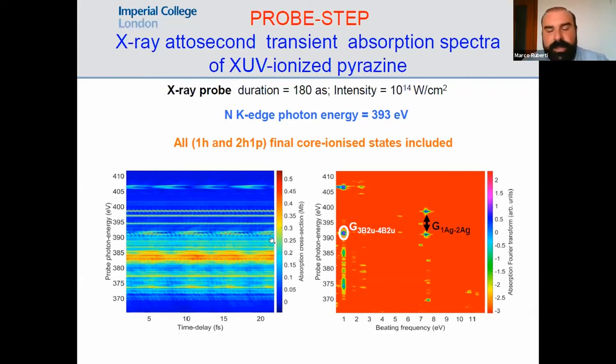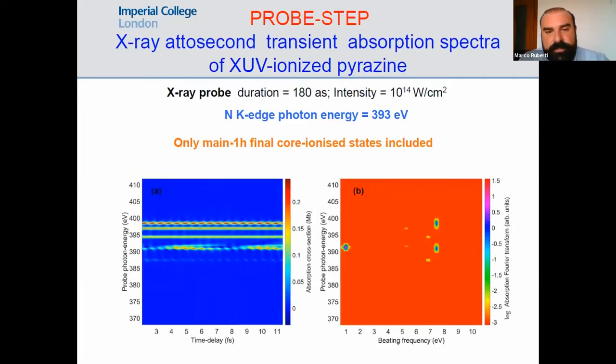Why is that the case? These extra beatings arise from the population of the final two-hole one-particle core-ionized states, which do not play any role in the carbon K-edge energy window, but they do in the nitrogen one. And this is verified by removing them from the simulation. As you see, the nitrogen K-edge spectrum then simplifies to reveal only the beatings reflecting a transition to the main final core-ionized states.